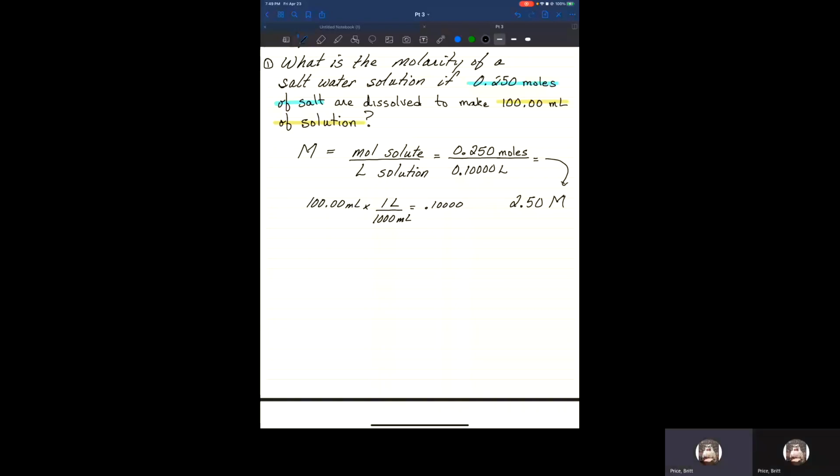So that's one type of question that could be involved in playing with this idea of solutions. Another question has to do with making a solution.